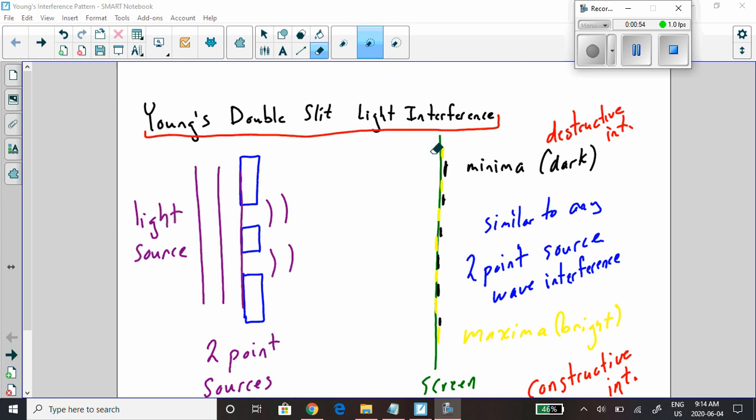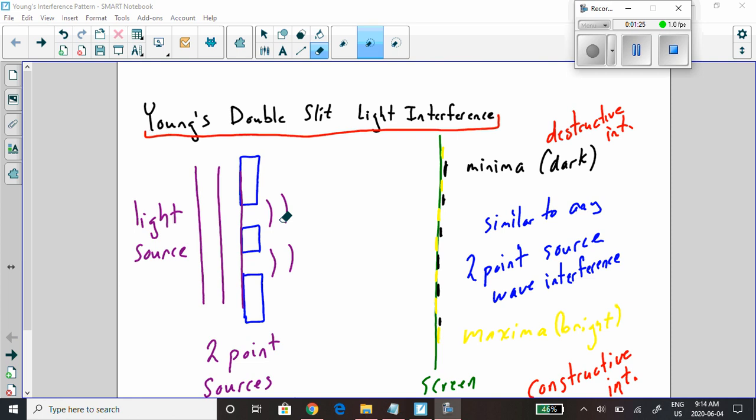So if we would have been in class, we would have had a piece of glass that was painted black and two little slits in it. And on this side here, we would have had a light source. We would have used a laser. And the laser would have hit the piece of glass with the two slits in it. And here it's painted black, so no light gets through. But at the two slits, light gets through.